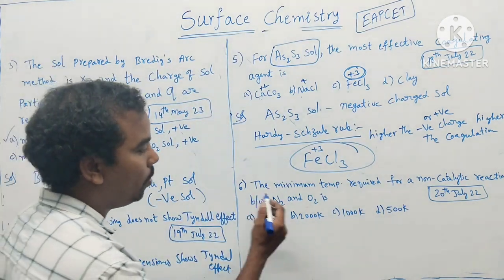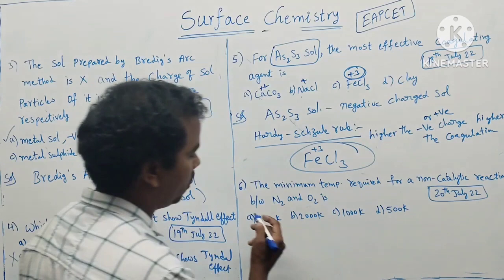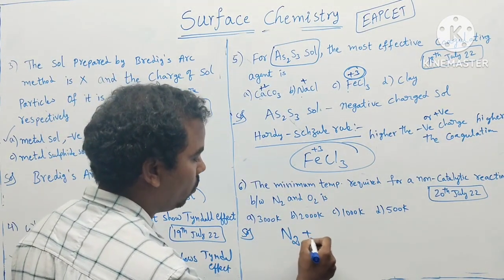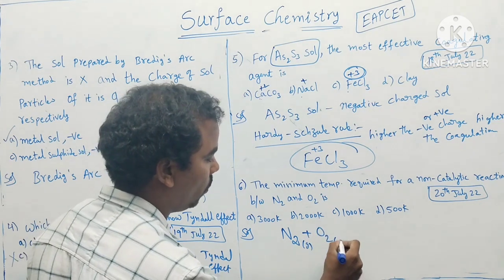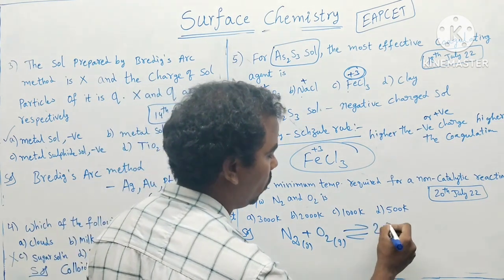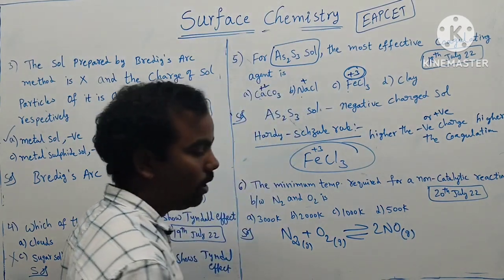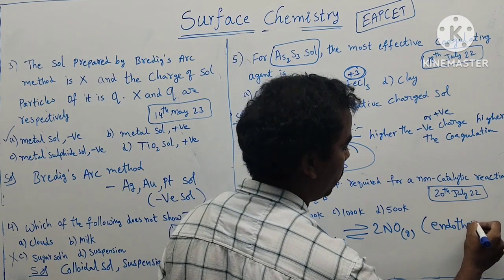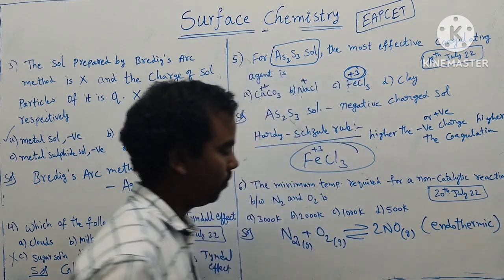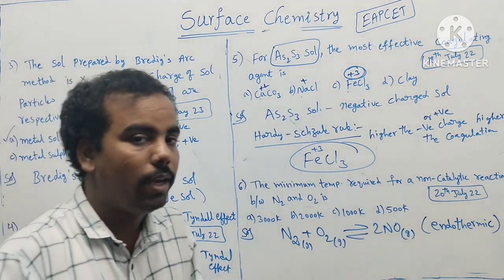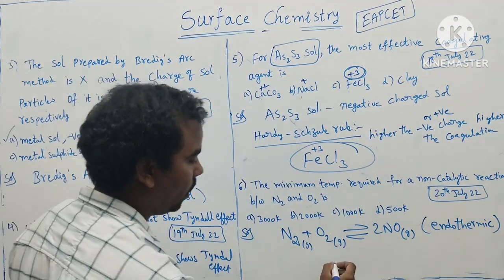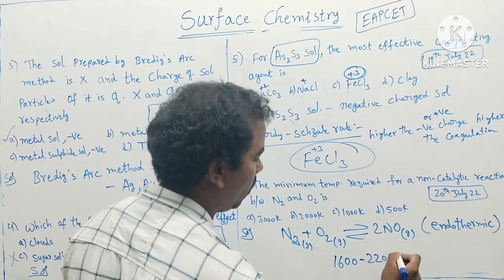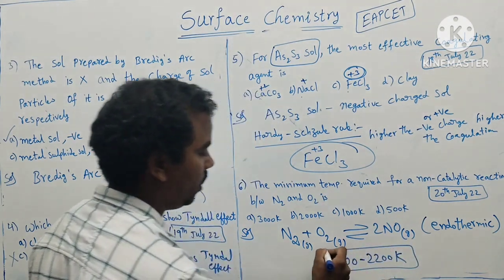Next, the sixth one: the minimum temperature required for a non-catalytic reaction between N2 and O2 is. So N2 gas reacts with O2 gas, it forms 2NO gas. It is a highly endothermic reaction. Endothermic means heat absorption takes place, so high temperature is required. Remember, 1600 to 2200 kelvins temperature is required for this reaction.